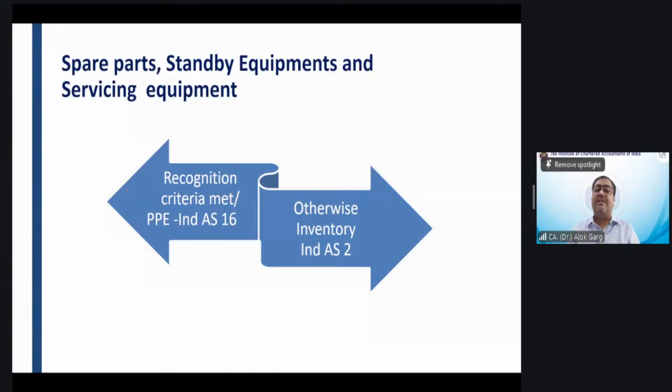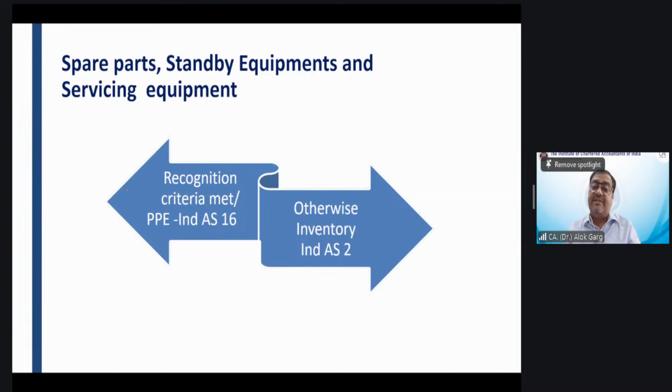Okay. Now there are spare parts, standby equipment and servicing equipment, right? So my dear friends, there are spare parts for every machine. Whether these spare parts, standby equipment and servicing equipment have to be recognized as PPE or as an inventory. Standard says that if the recognition criteria and the definition of PPE are met, then it has to be recognized as PPE. Otherwise, it has to be recognized as an inventory.